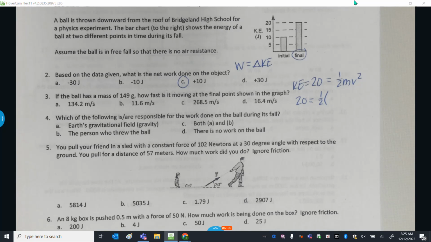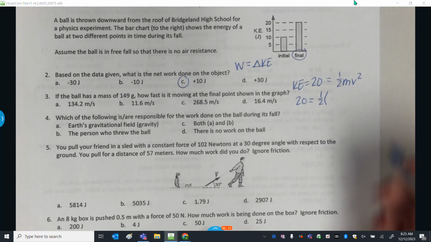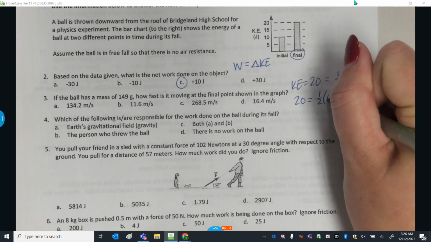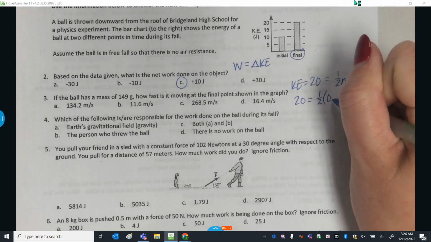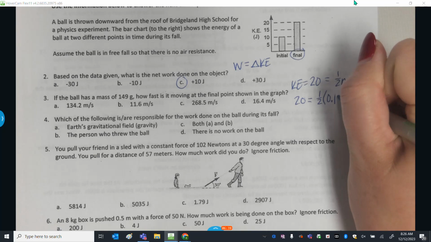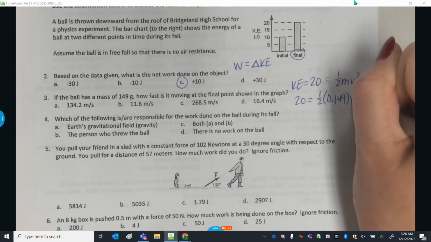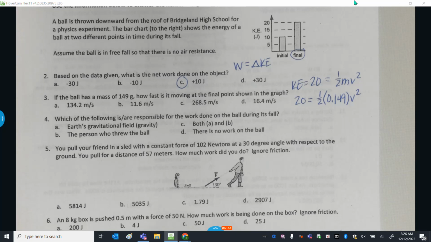Okay, the mass is in the question, 149 grams. However, if you plug in 149 grams, you will get the wrong answer. And some of you probably did that, and that's why only 86% of you got it right, in all likelihood. You cannot use grams in these calculations. We talked about it in class. We did examples like this. If you see grams, convert it to kilograms. There are 1,000 grams in a kilogram, so 149 grams is 0.149 kilograms. And so that's what it looks like after substitution.